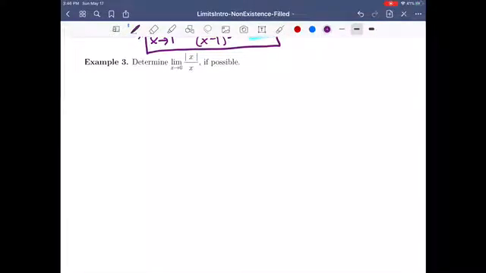So here I have the limit as x goes to 0 of absolute value x over x. Okay, so if I plug in 0, I get absolute value 0 over 0. Okay, this is just 0 over 0. This is bad. So it means that I need to do some more work.